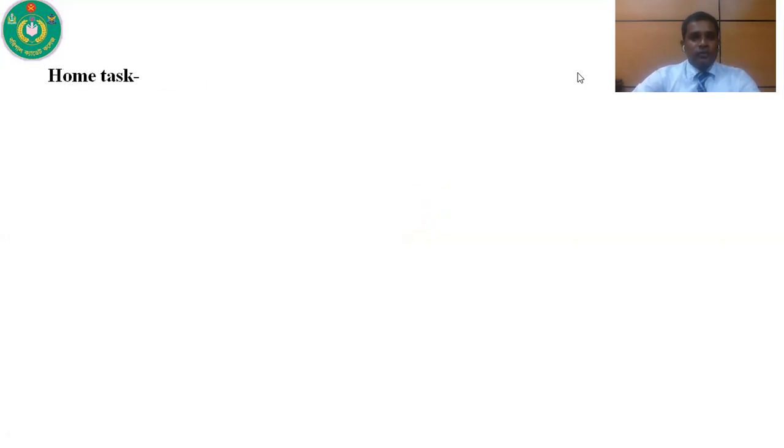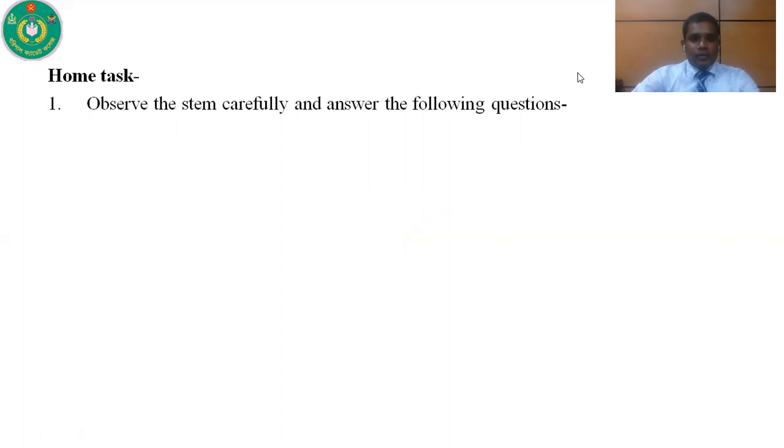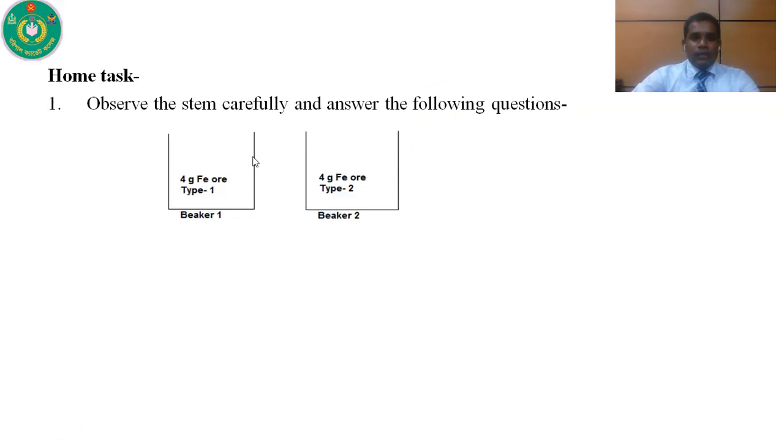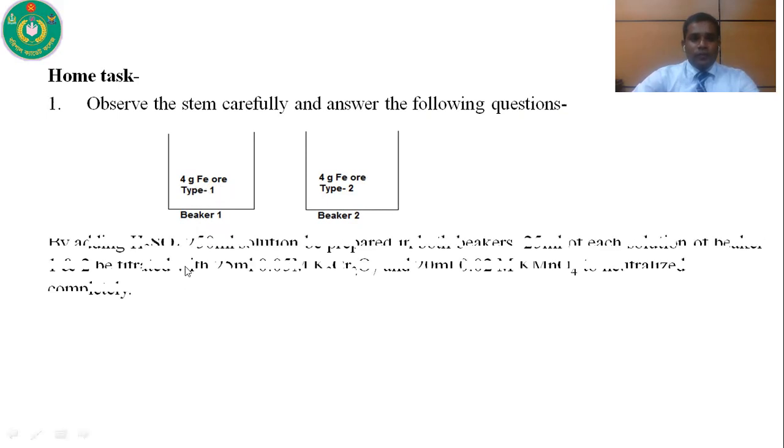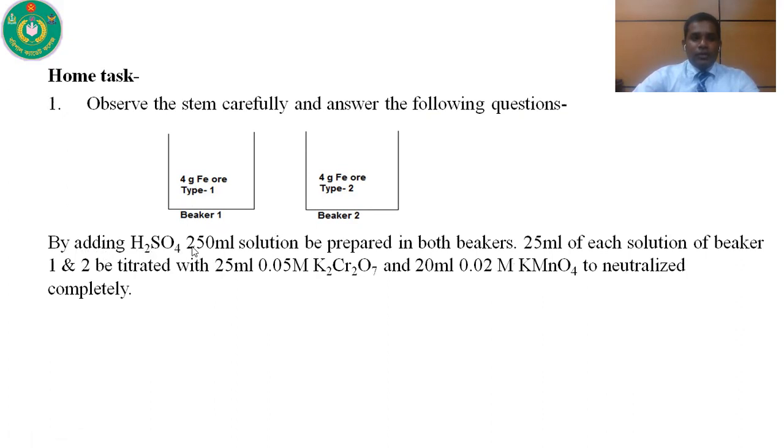I have homework for you. First one is observe the stream carefully and answer the following questions. You can see a stream given here: 4 gram iron ore, this is type 1, and 4 gram iron ore type 2. By adding sulfuric acid, 250 ml solution is prepared in both beakers. 25 ml of each solution of beaker 1 and 2 is titrated with 25 ml 0.05 molar potassium dichromate and 20 ml 0.02 molar potassium permanganate to neutralize completely.